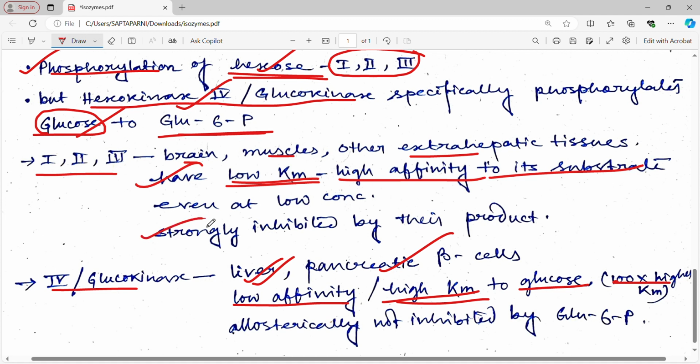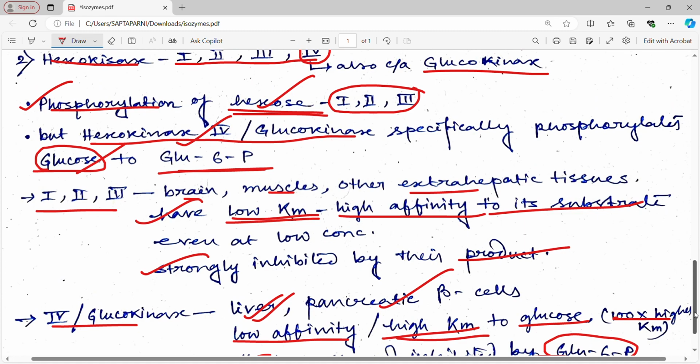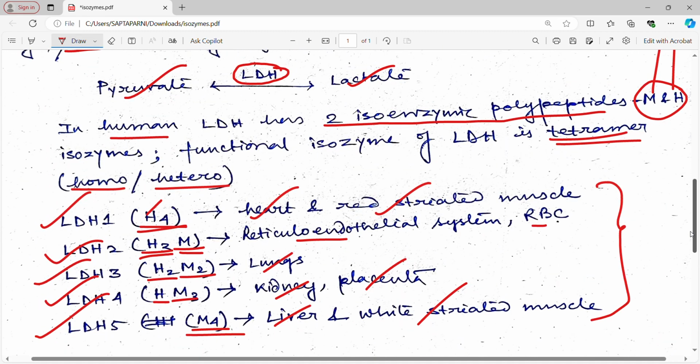Hexokinase 1, 2, 3 are strongly inhibited by their end product. But glucokinase or hexokinase 4 is not allosterically inhibited by its product glucose 6-phosphate. So allosteric inhibition is not seen in case of glucokinase. So these are the main differences between the first three types and the fourth type of hexokinase. So this is the main content about isoenzyme or isozyme.